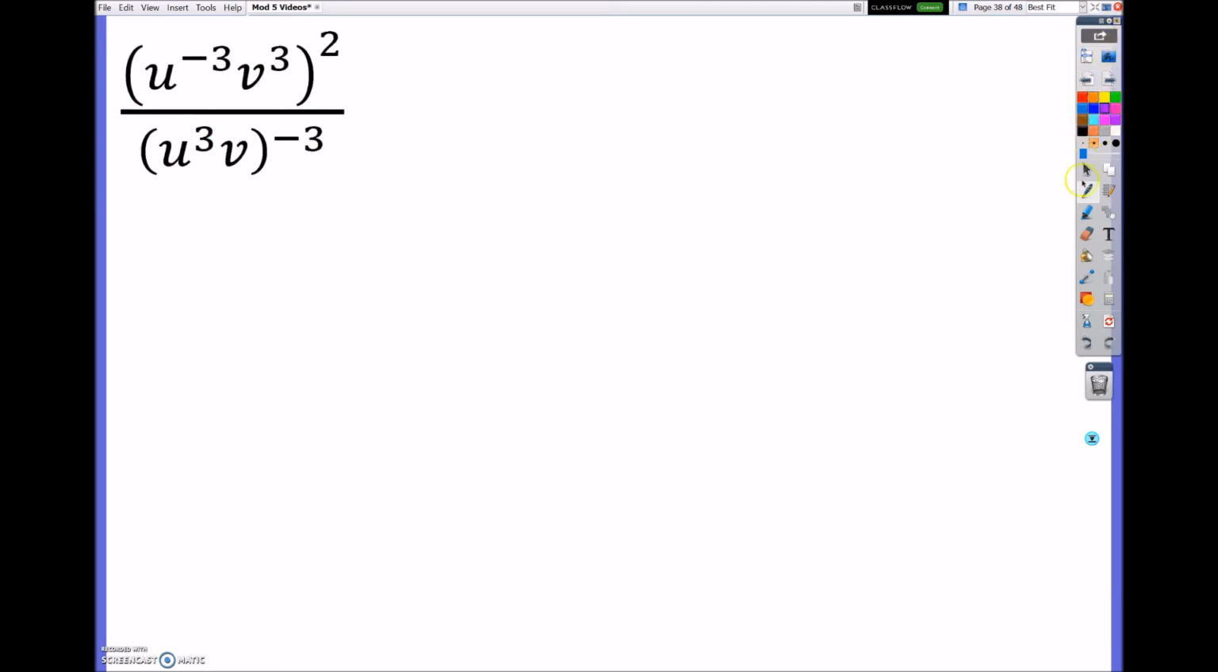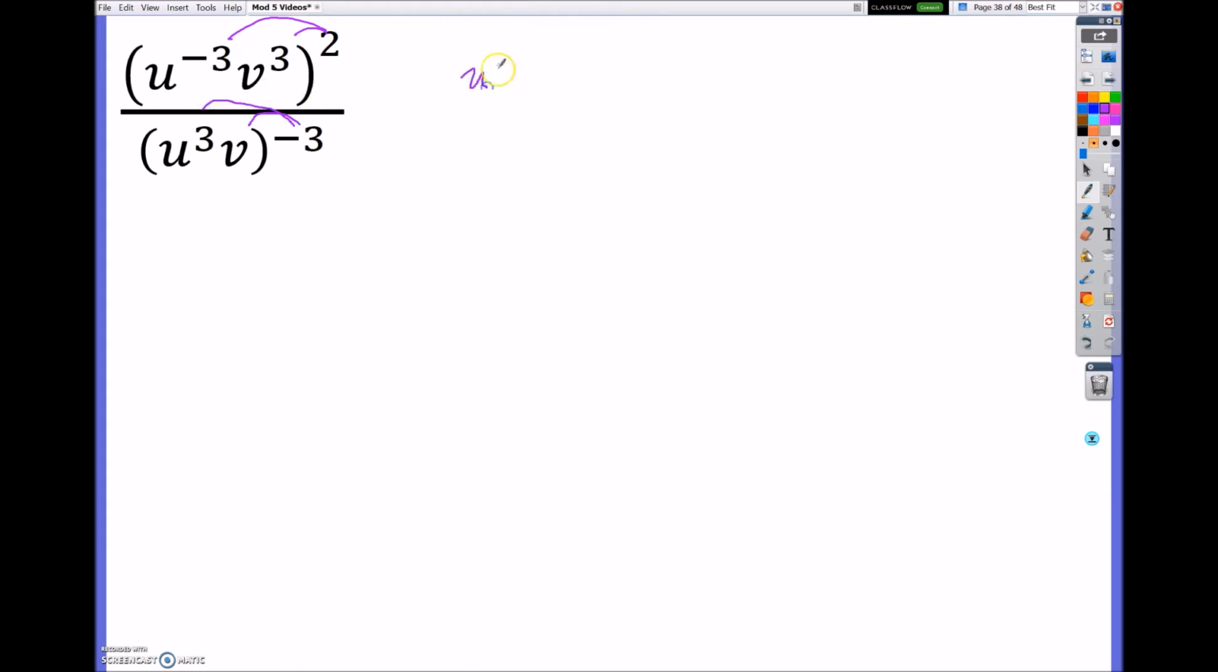All right, so now they get a little tricky here because we're going to take several rules and combine them. Remember, we're going to follow order of operations. First is PEMDAS. First is parentheses. Inside the parentheses, I can't combine anything. So then I move to exponents. Remember, when I have a power to a power, what I'm going to do is multiply.